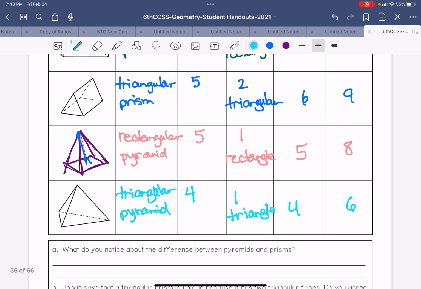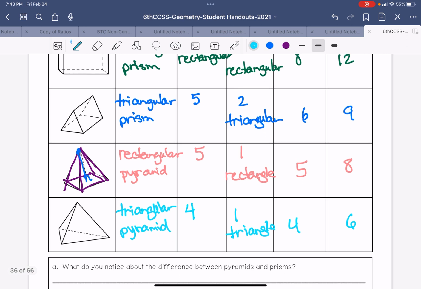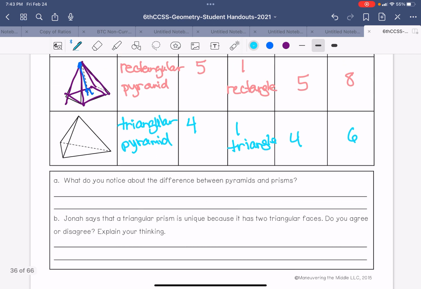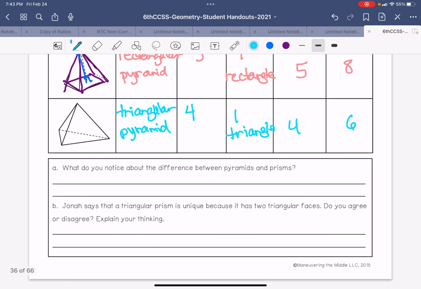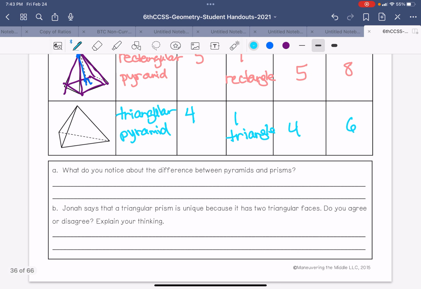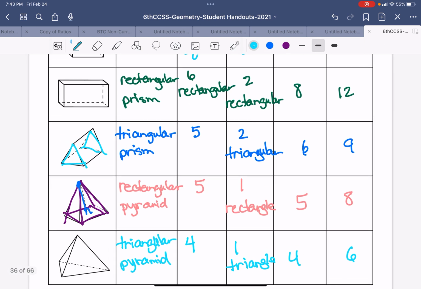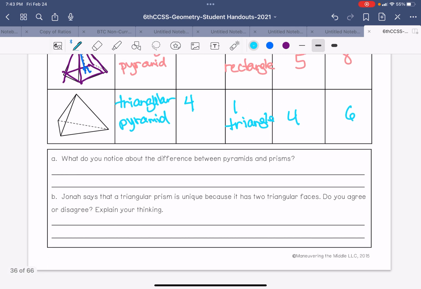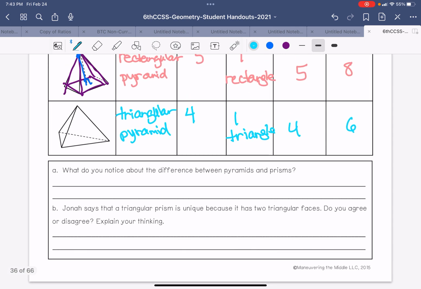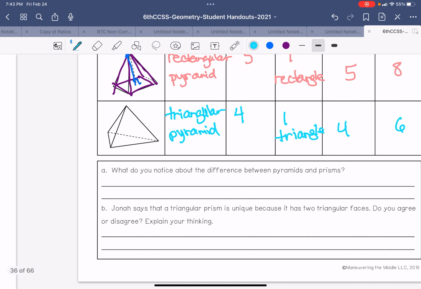So let's look at the triangular prism. Does it have 2 triangular faces? It sure does. Does that make it unique? It definitely describes something about that shape. So I would say yes, that makes it unique. And I'm going to say because other prisms would have a different size of a face. That's why it's named a triangular prism. Pause the video so you can write your answer down.